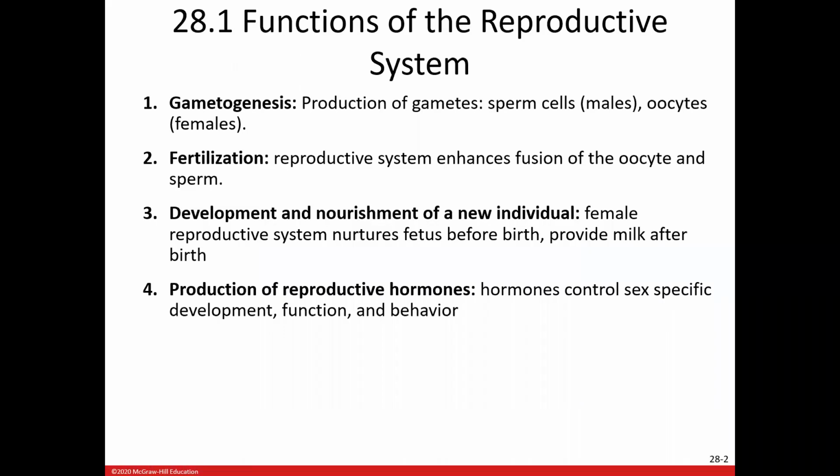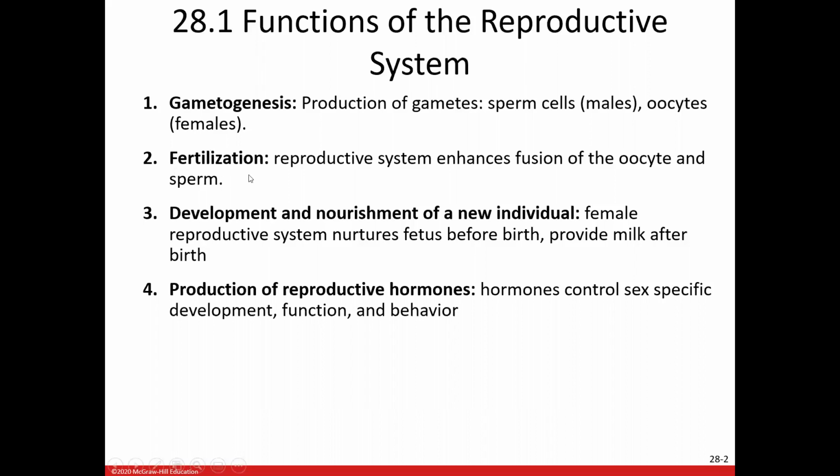So with the reproductive system, we have four major functions. The first function is called gametogenesis. This is just the production of gamete cells, genesis being beginning and gameto meaning gamete. So we're producing gamete cells. Gamete cells are sperm cells in males, and then oocytes in females, which are also known as eggs. You need both the sperm and the egg to make a zygote, which will develop into an embryo and then a fetus and then a baby and everything.